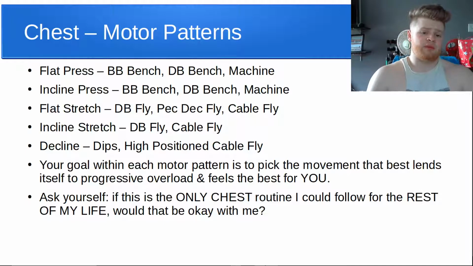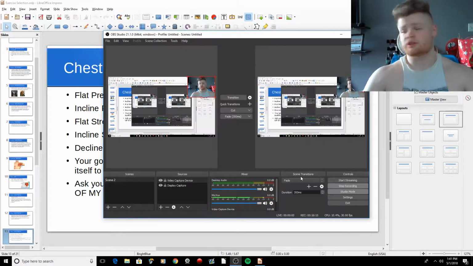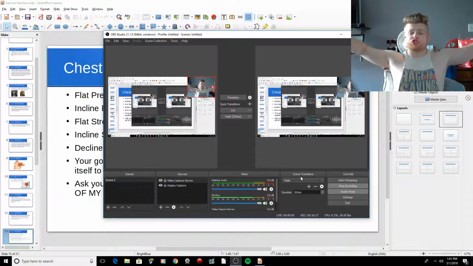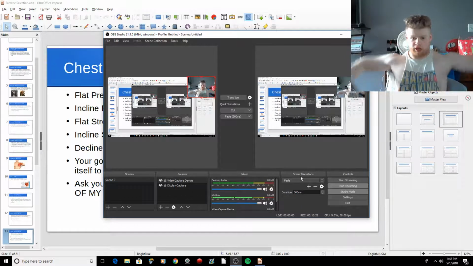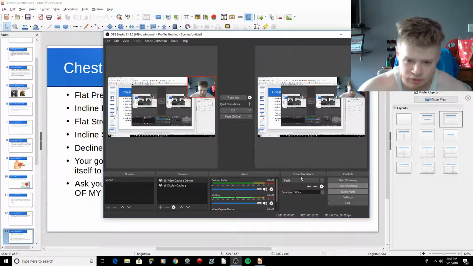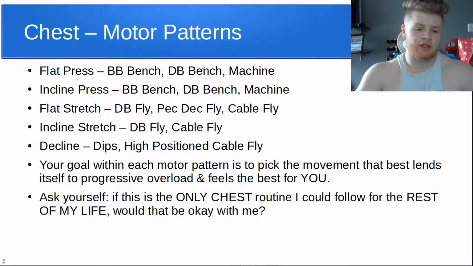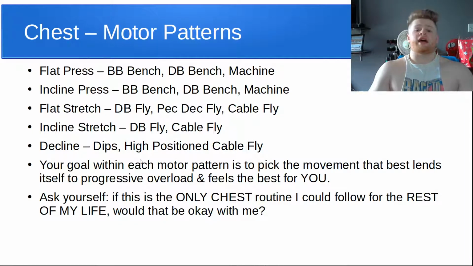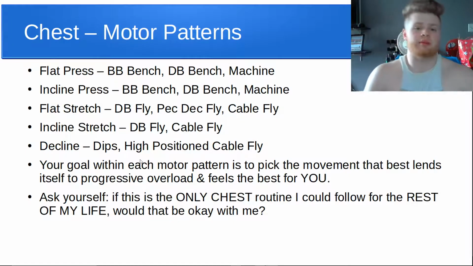I'm going to back out here and make sure that you guys can see this. If you have a cable fly machine and you set the handles very high, you can kind of simulate a dip where you're hitting the lower fibers of your chest. But for the most part, I really think that dips are going to be your best option there. You can put a belt on and add some weight to it, so you can get weighted dips. I really think that weighted dips are going to be the best movement for your decline flies.